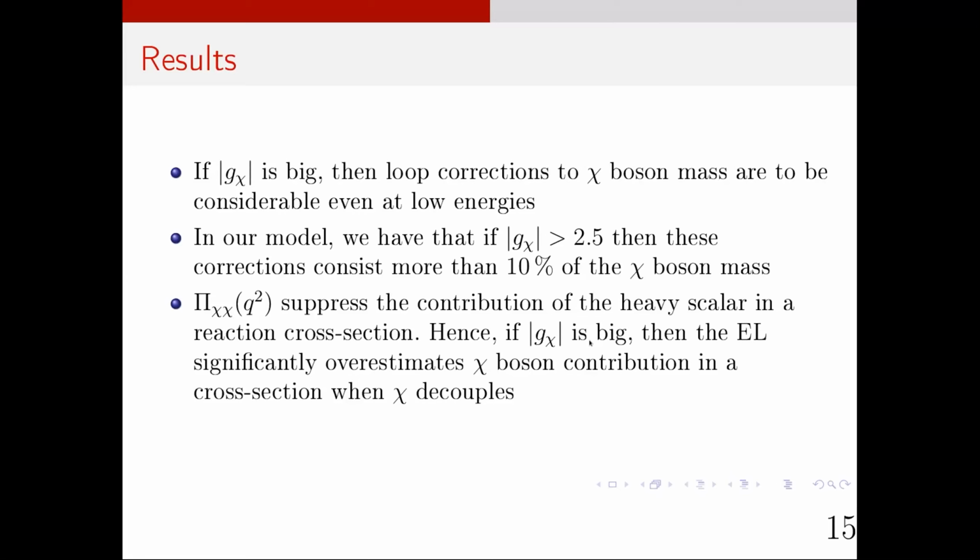Why is it important? Because these loop corrections suppress the contribution of the heavy scalar in the reaction cross-section. If this contribution is very significant, then this suppression is also very significant, and the effective Lagrangian does not take into account this suppression. So the effective Lagrangian overestimates the heavy boson contribution in a cross-section when the heavy boson decouples.